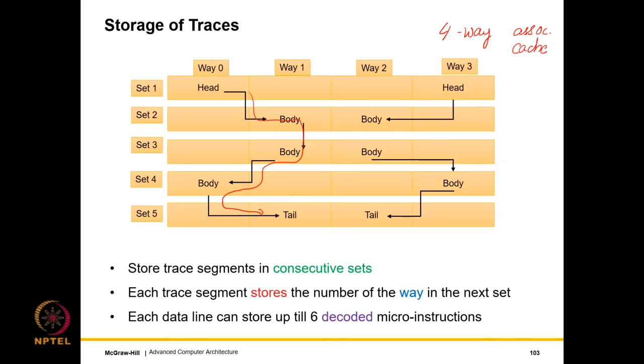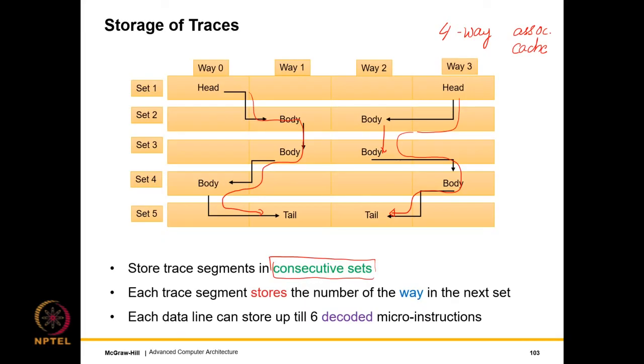On similar lines, we have another trace that is stored like this. Sorry, I should have had an arrow here. And then it flows like this. And finally, we have it over here. So if we have a large number of sets and 4 to 8 lines within the set, we can organize them in this fashion. But there are some important patterns to note over here. The first is that trace segments are stored in consecutive sets, right? For a trace cache, this is very important that trace segments are stored in consecutive sets.